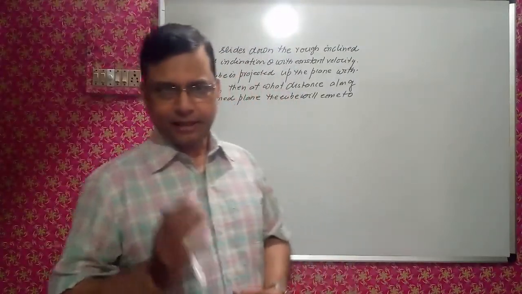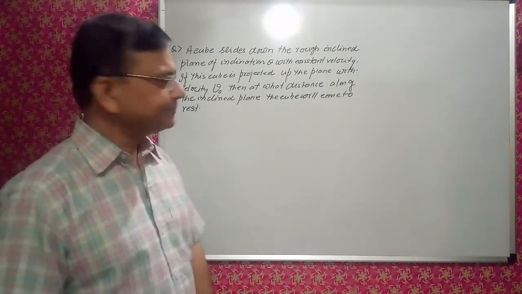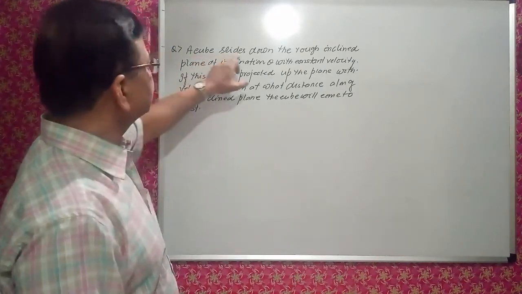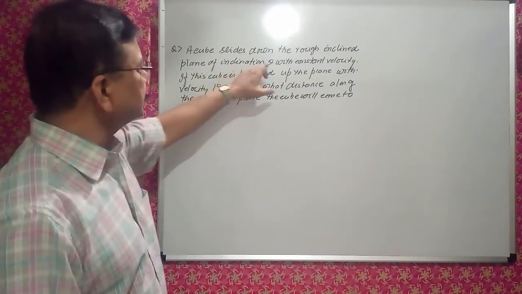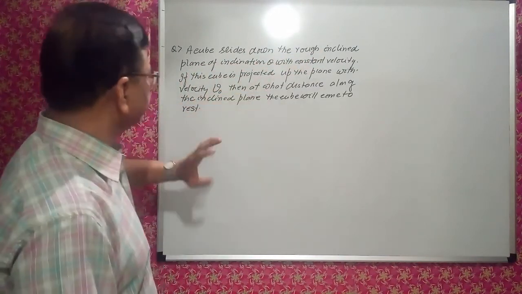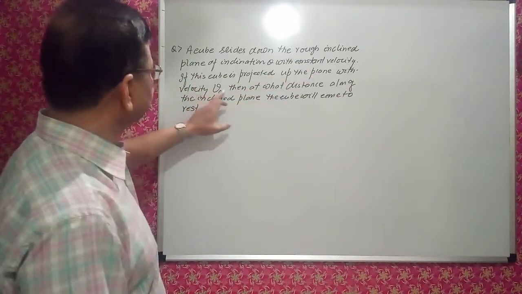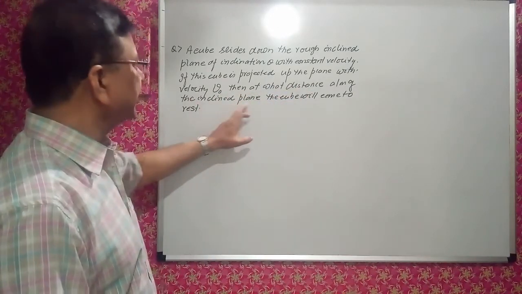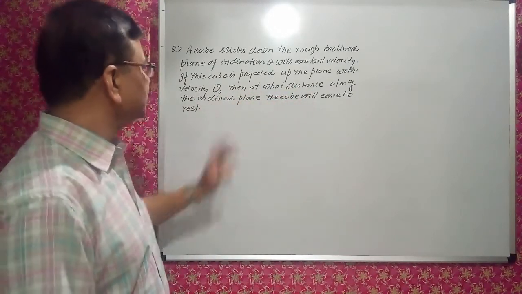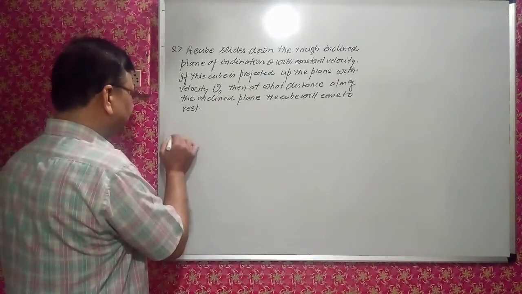So we will take a few numerical problems. So first one, you look at it. A cube slides down the rough inclined plane of inclination theta with constant velocity. If this cube is projected up the plane with velocity v0, then at what distance along the inclined plane will the cube come to rest? So conceptually we will go.